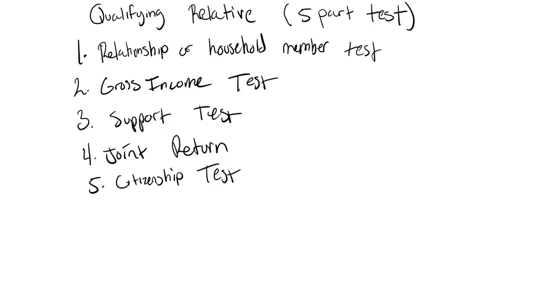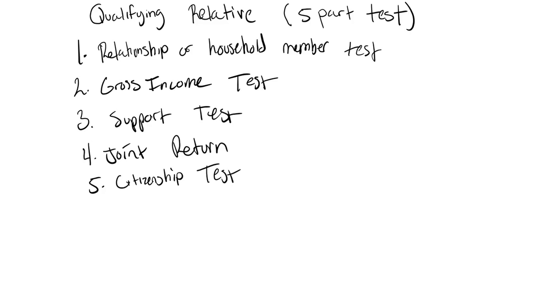In this video, I want to talk about qualifying relatives and the five-part test to determine if someone qualifies. Before, we talked about qualifying children, and that was a six-part test. And if a child did not meet the criteria to be considered a qualifying child, they could become a qualifying relative based on this five-part test.